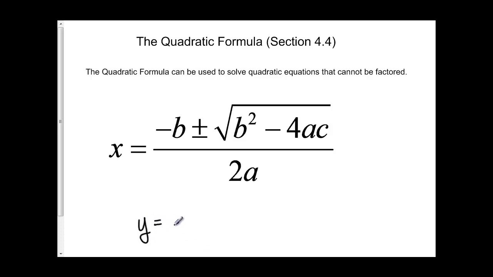Our standard form of the equation is y equals ax squared plus bx plus c. So the values for a, b, and c come out of the coefficients of the equation. A is the one in front of the x squared, b is the one in front of the x, and c is the constant on its own.